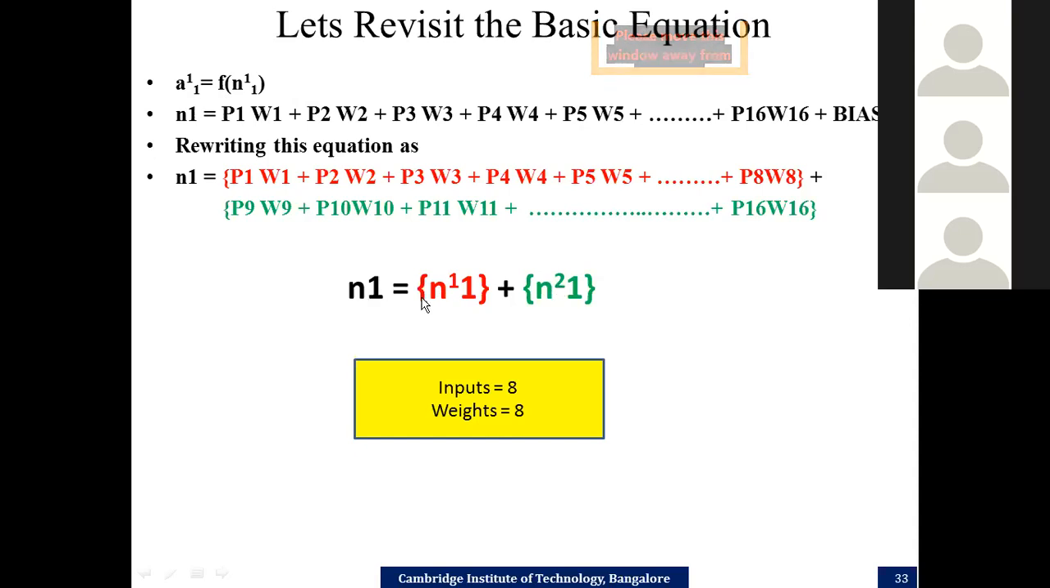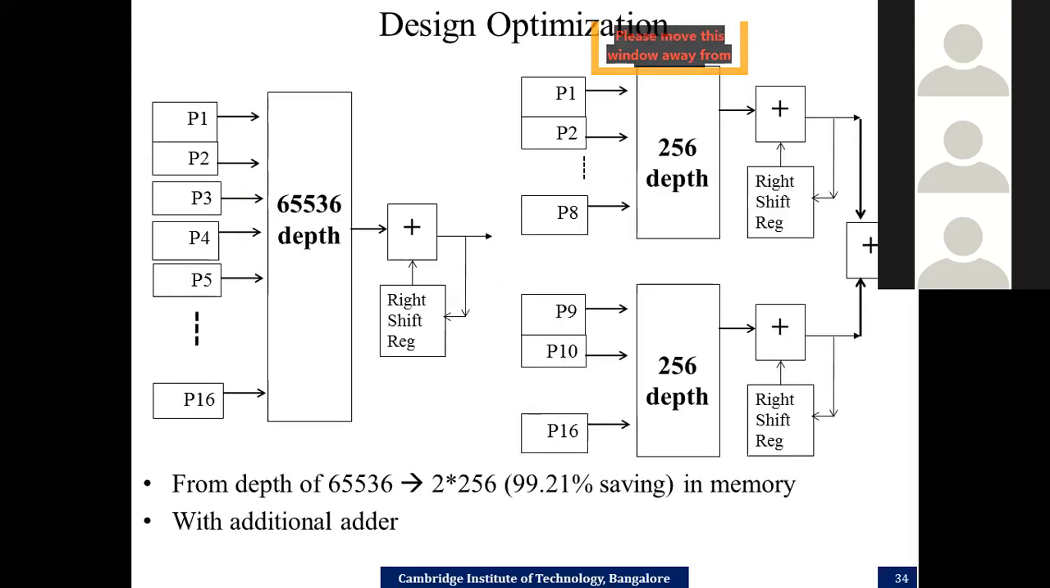N1 is now equal to N11 plus N21. N11 is the P1 to P8 multiplication. N21 is the P9 to P16 multiplication. So now your inputs are 8 inputs, because it is P1 to P8, and weights are 8, because it is W1 to W8. And you have to further add these two outputs at the end. Now, because of this small change, because of splitting the input into 2 parts, see how it is going to have an impact.